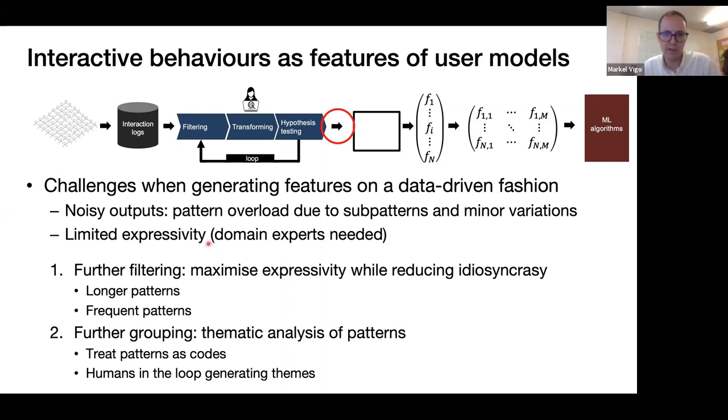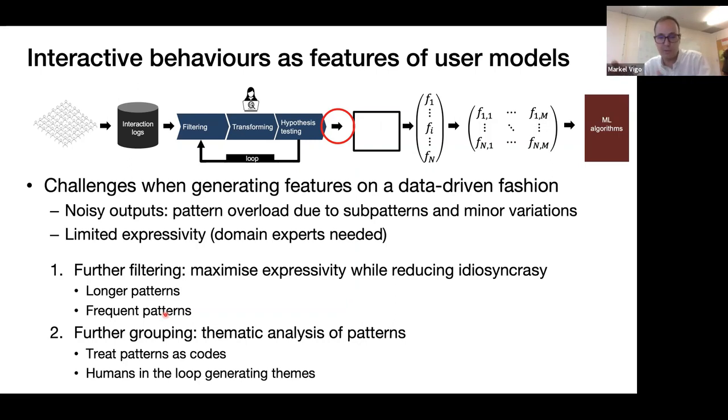So, a two-step method here that involves humans in the loop in the pipeline, in between the generation of patterns and generation of the features of the models. So we do further filtering by using this criterion. We want to maximize expressivity while reducing idiosyncrasy, meaning we want longer patterns, which means that the longer the pattern is, the more expressive or the more semantic knowledge it may contain, okay? And we want long and frequent patterns. Unfortunately, the most frequent patterns are the short ones due to probabilistic reasons. Therefore, you have to strike a balance here to make a choice of the patterns you want.